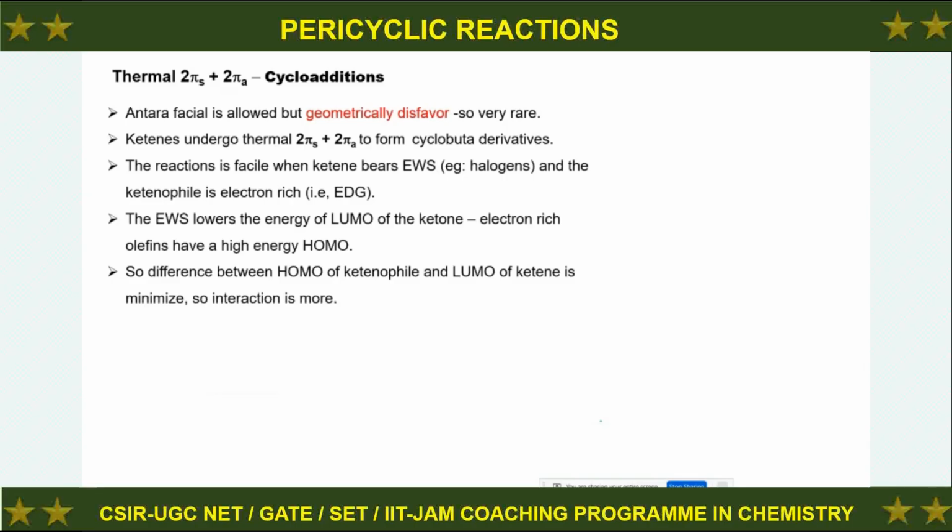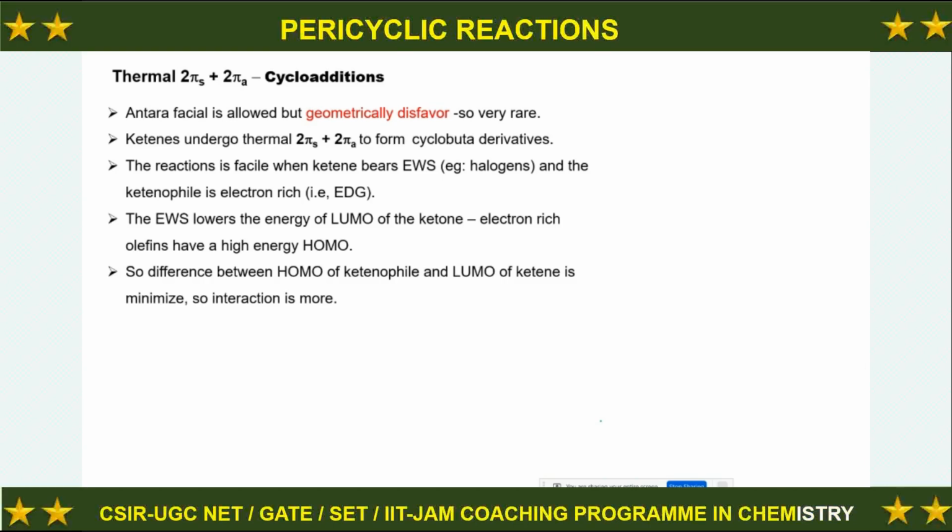the same things with the 2+2 cycloadditions. Antarafacial is allowed, but geometrically it is favored, right? Ketenes, we saw already, right? The ketenes are the exceptions in the thermal 2+2 cycloadditions. So these reactions are facile when the ketene bears electron withdrawing groups, and the ketenophile is the electron rich one. So this is the usual trend we are going to see in the Diels-Alder reaction.